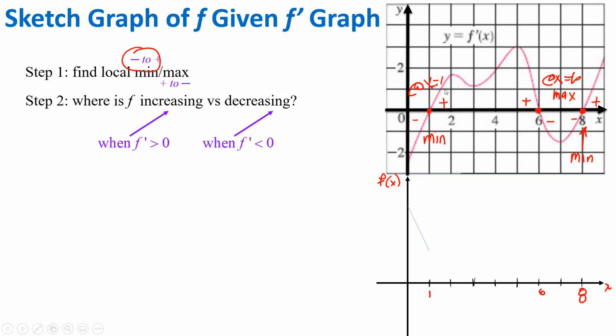Then, ignoring all the peaks and valleys again, between 2 and 6, f prime is positive. Therefore, that means that all of the slopes of the tangent lines are going to be positive, and in turn, that means that f is increasing between 2 and 6, wherever f prime is positive. Likewise, between 6 and 8, f prime is negative, therefore f is decreasing, and then again from 8 to 9, f prime is positive, therefore f is increasing.